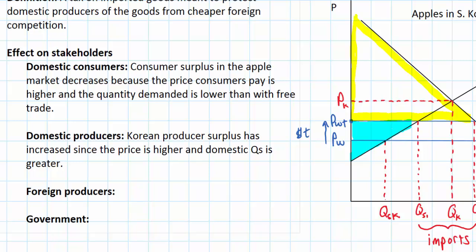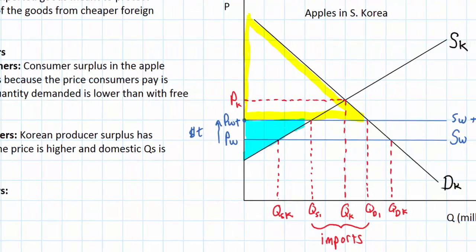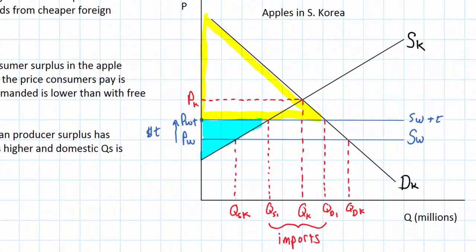However, we're not done with our evaluation. We need to talk now about the impact on foreign producers, that is, American apple growers and other growers in countries with comparative advantages in apples, of the South Korean tariff. Let's first look at the area of foreign producer revenue from trade with Korea before the tariff was imposed. Revenue is price times quantity, and the quantity of imported apples into South Korea was the distance from QSK to QDK up to the price, giving us a foreign producer revenue area of the green rectangle.